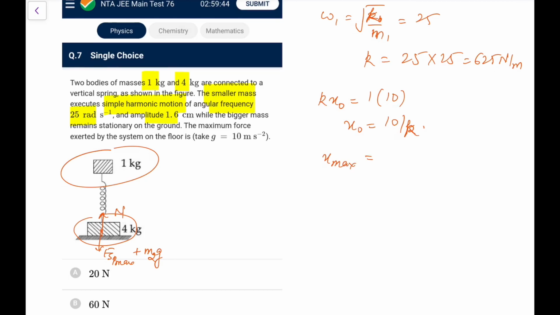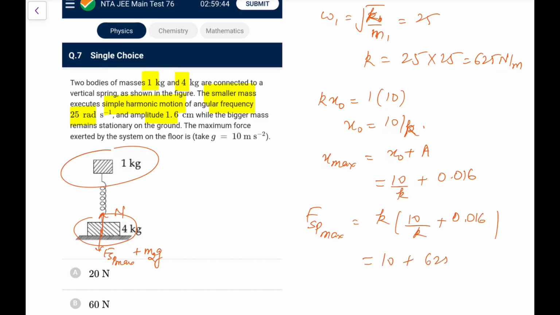Okay, so this is the equilibrium extension. So maximum compression would be this x naught plus a, that is 10 by k, plus, if I convert in SI unit, 0.016. So the F spring max is k x max, that is k into (10 by k plus 0.016). So it comes out as 10 plus k times 0.016, which is 625 into 0.016.